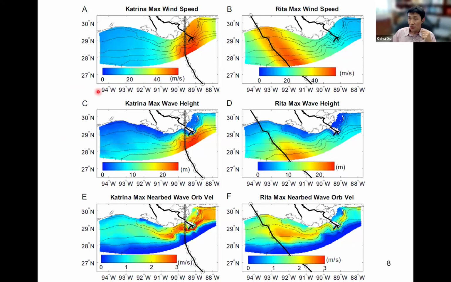So let's take a look at the numbers, okay? So we are dealing with over 50 meters per second wind. And then now look at the wave, okay? The significant wave height was exceeding 25 meters. That's 75 feet tall waves. Gigantic numbers, right? We have to deal with extreme numbers. Orbital velocity over 3 meters per second, which is huge, okay?